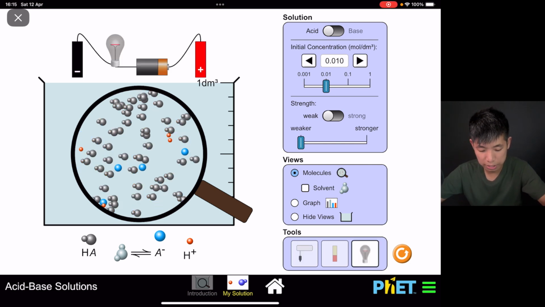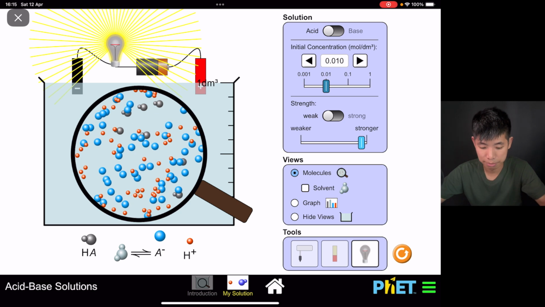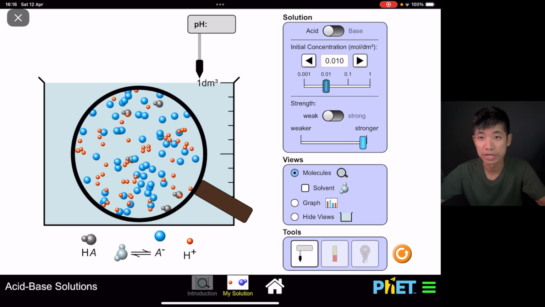This time round, let's take a look at the light bulb. The light bulb lights up because there are free moving ions. But as I make the acid stronger, the light bulb becomes brighter and brighter because the concentration of your mobile ions increases. So as the concentration of your H plus ions increases, the rate of reaction will be faster and faster because you have higher frequency of collisions between your reacting particles. Okay, so a stronger acid has a faster reaction.